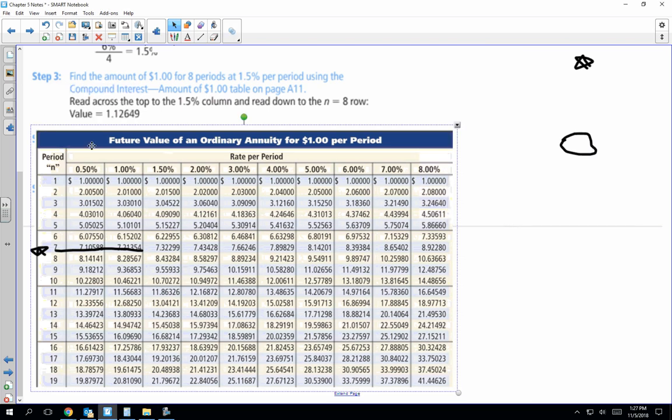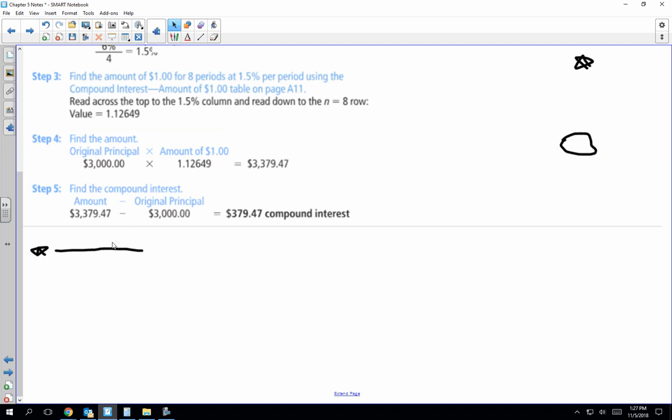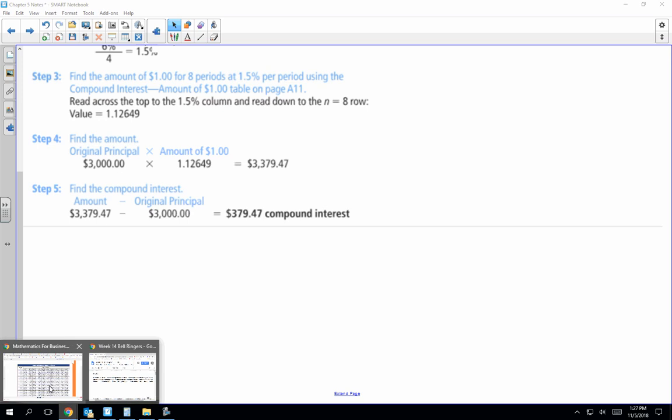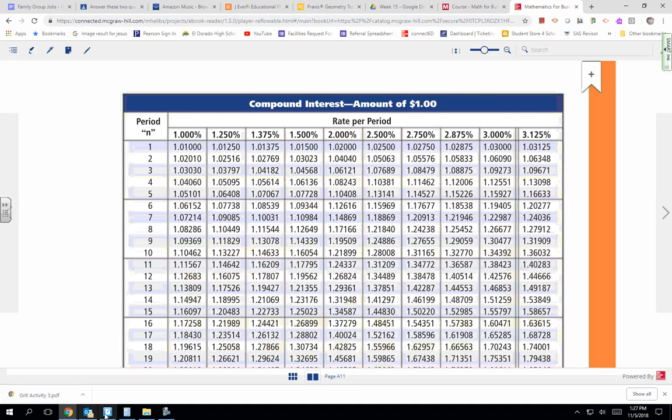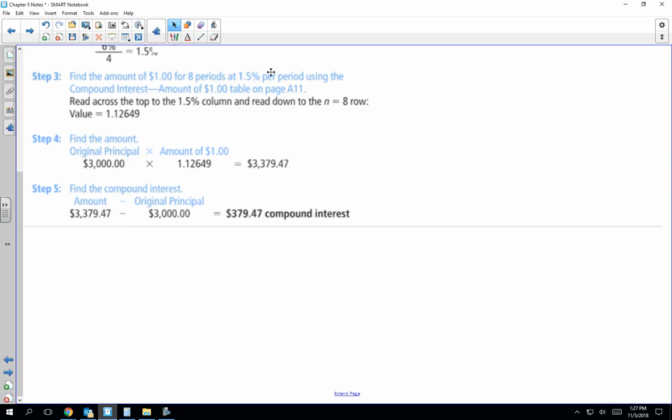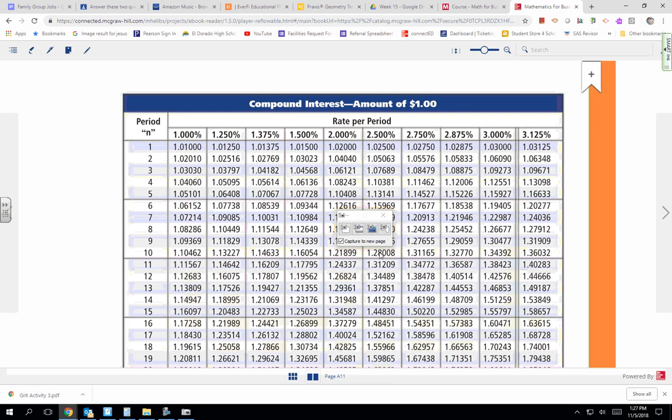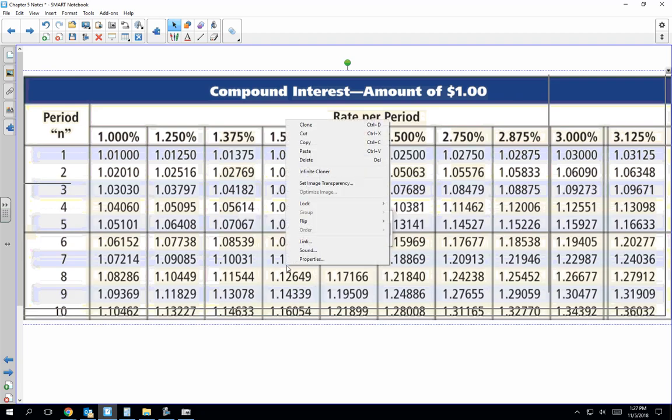Alrighty, I have actually got the wrong table, so let's try getting the right table here. Alright, here's the real one. So let's take a little pic of it, from A11. Alright, now we can get the correct amount.